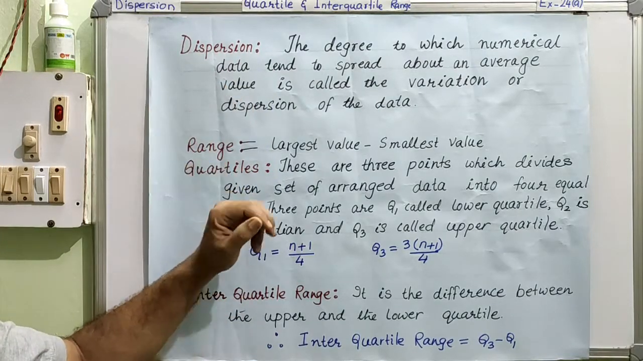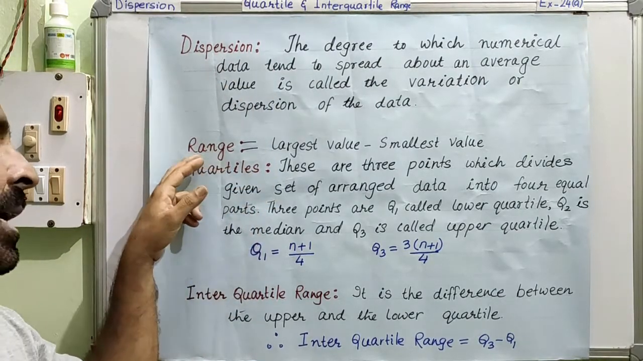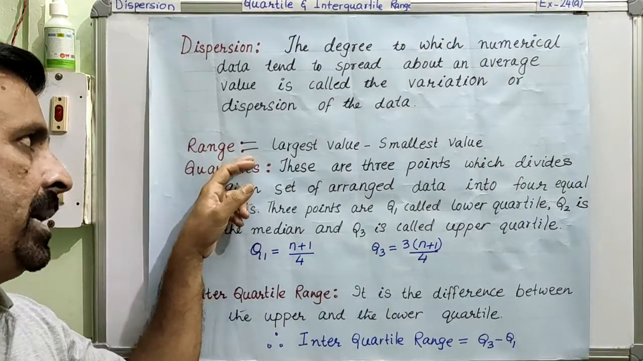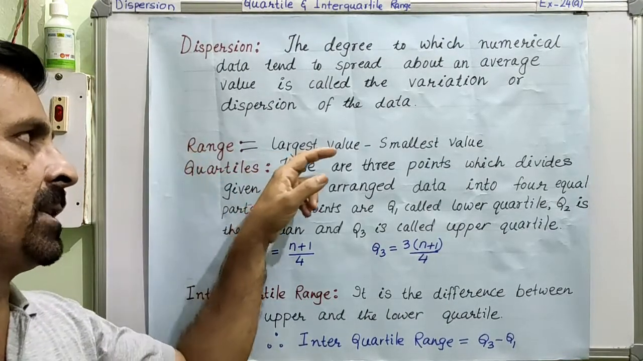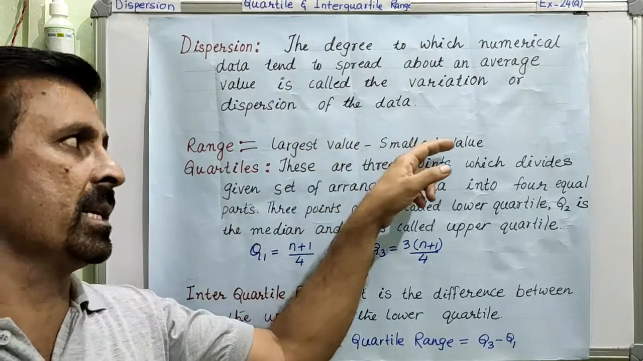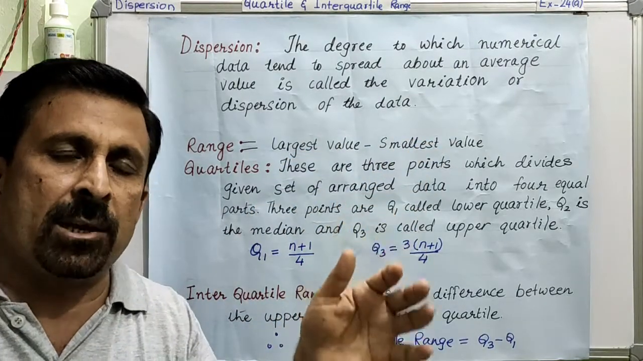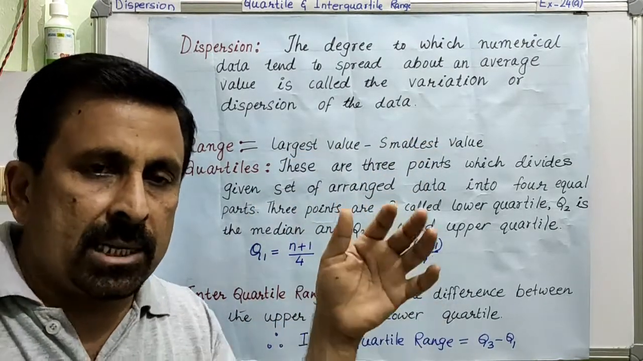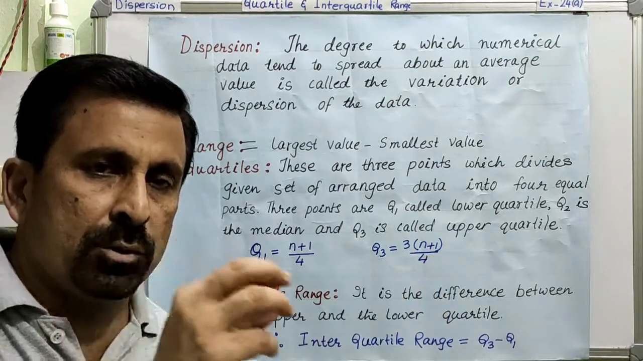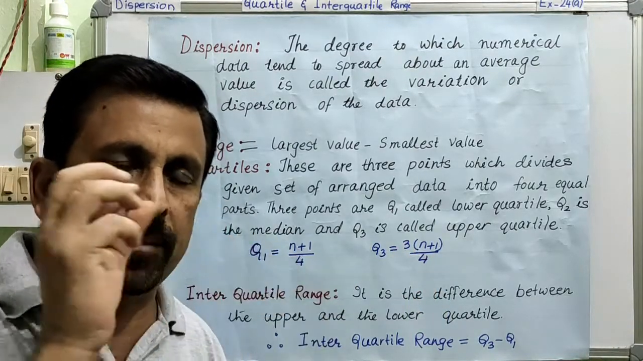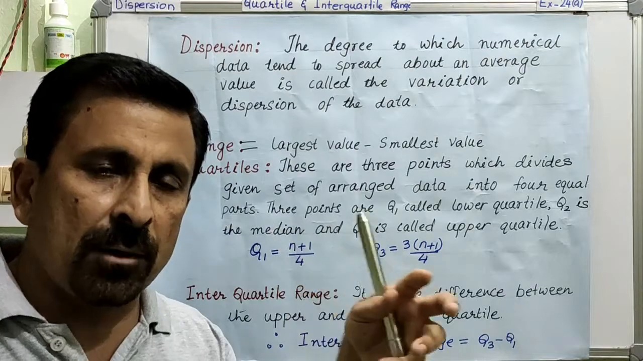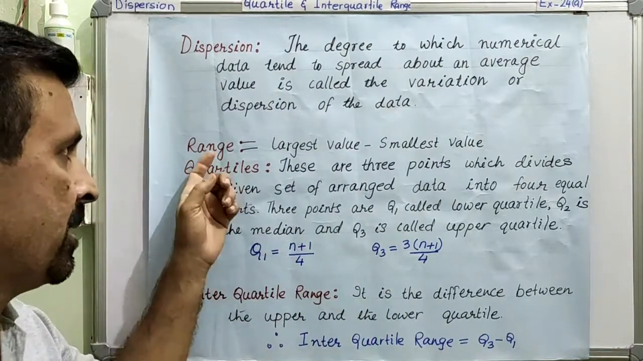Now in dispersion, the first thing we have to know is a term called range. Range is the difference between the largest value and the smallest value. When you have a set of data, we can identify the smallest value and the biggest value, and the difference of these two values is called range.